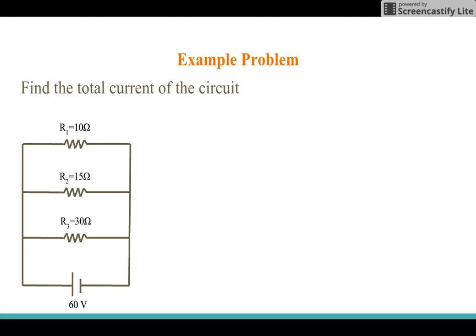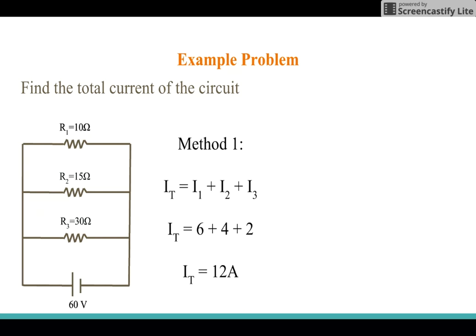Now, what is the total current of the circuit? Well, there are two methods that we can use to solve this. For method 1, since we know the total current in a parallel circuit is the sum of the current through each branch, and since we found the current through each resistor in the previous problem, we can simply add up the currents. This means the total current is 6 plus 4 plus 2, which gives us a total of 12 amperes.